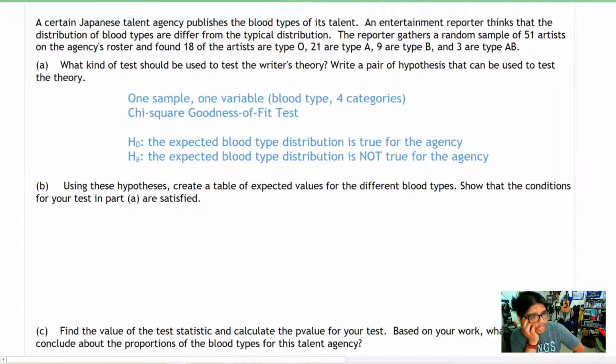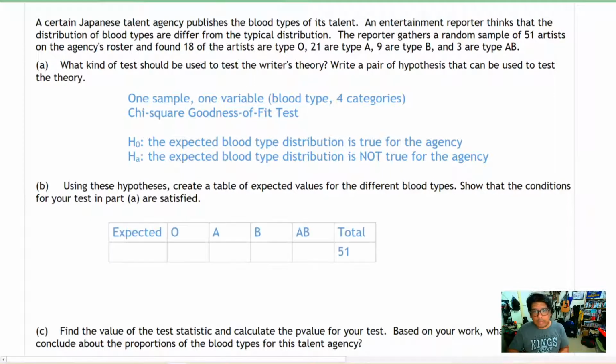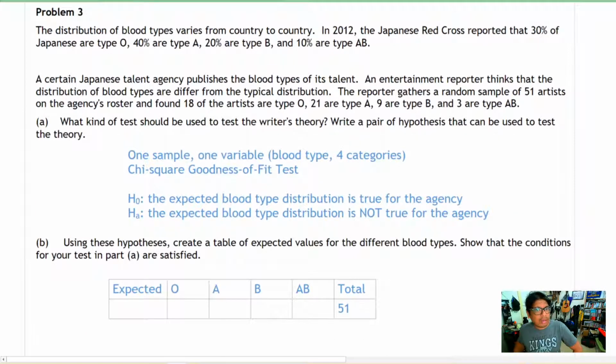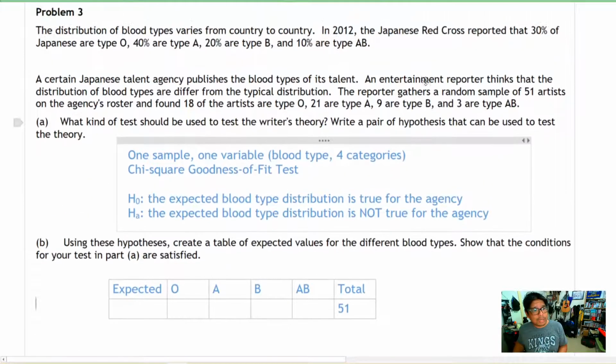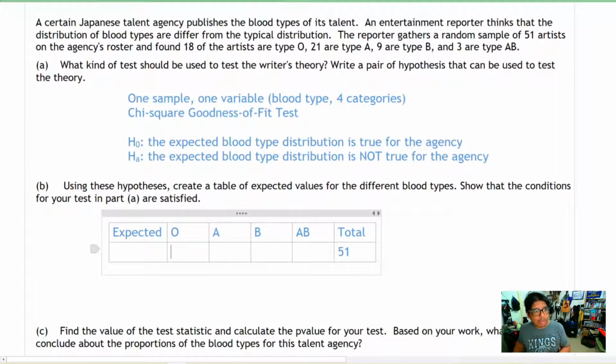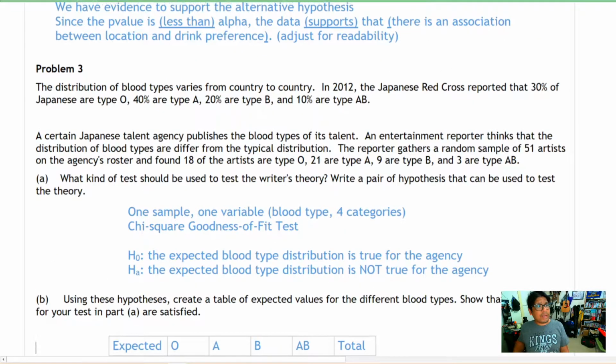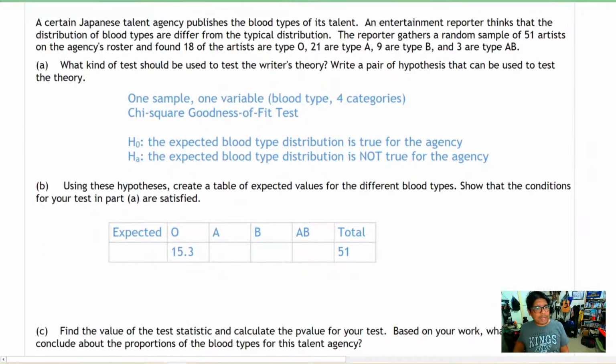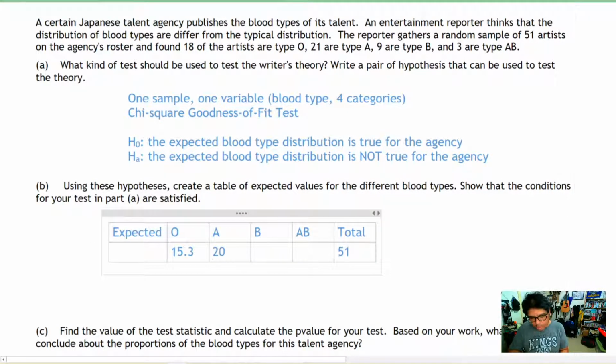Okay, using these hypotheses, let's create a table of expected values for the different blood types. Let's go ahead and do it. We know the total number of people in the sample is 51, and 30% of that 51 should be type O. So what's 30% of 51? Okay, that's 15.3. What else do we got there? We've got that 40% are meant to be type A. So what's 40% of 51? I think that's 20.4.